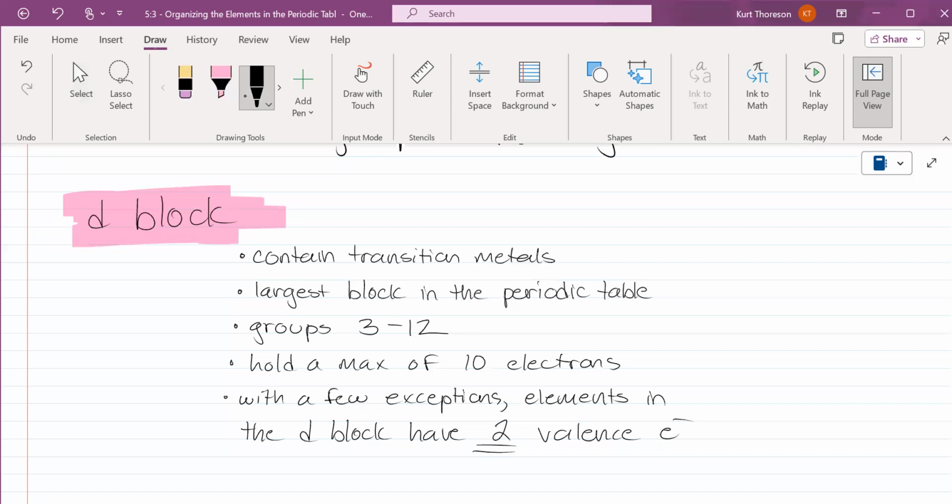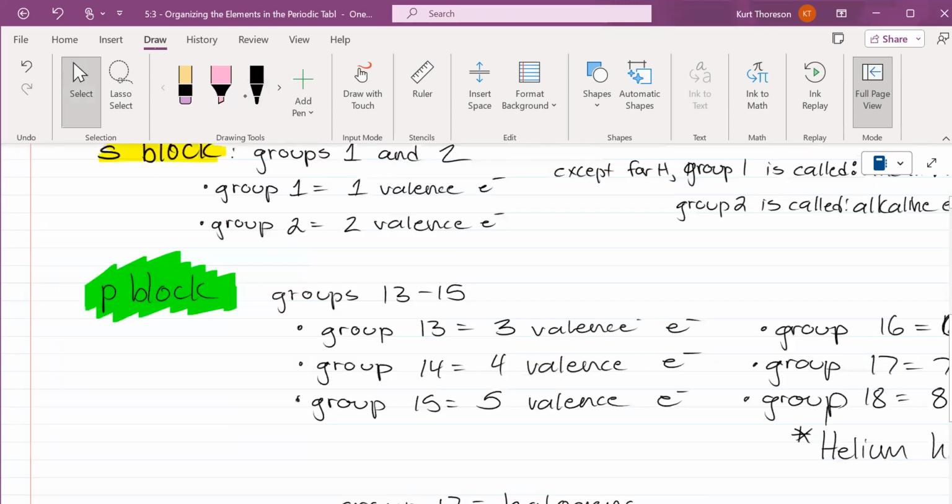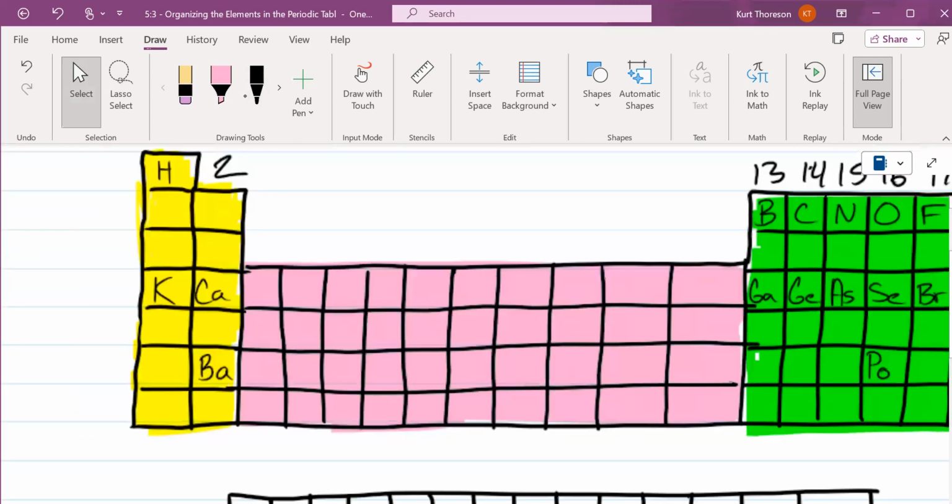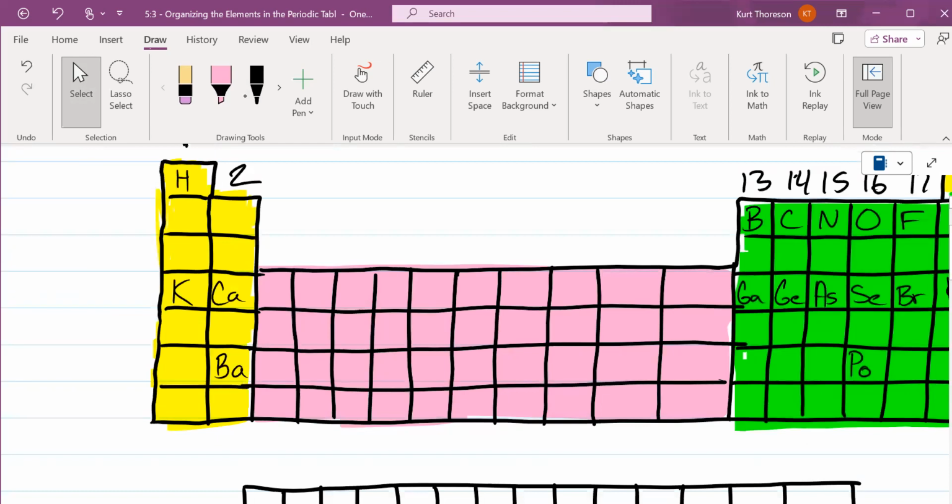There's maybe 2 or 3 that are the exceptions, so don't get all obsessed with that. On this periodic table, if you're going from left to right, what block comes before the D block? The S block. And the S block is completed by the time you get to the D block.